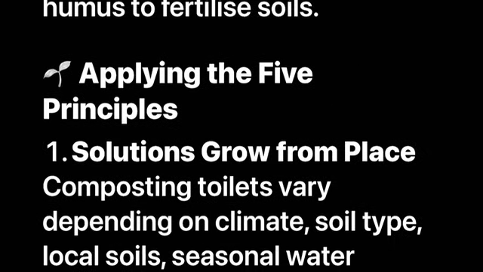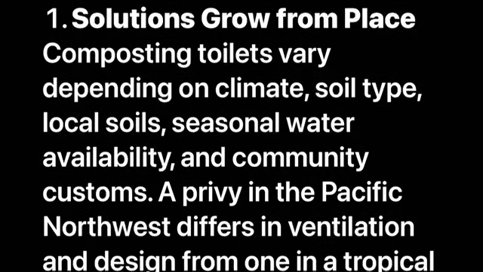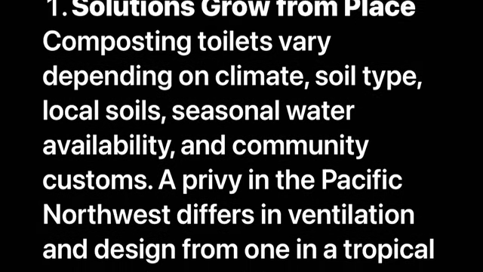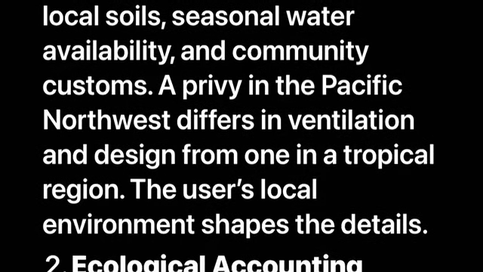Applying the 5 principles. 1. Solutions grow from place. Composting toilets vary depending on climate, soil type, seasonal water availability, and community customs. A privy in the Pacific Northwest differs in ventilation and design from one in a tropical region. The user's local environment shapes the details.